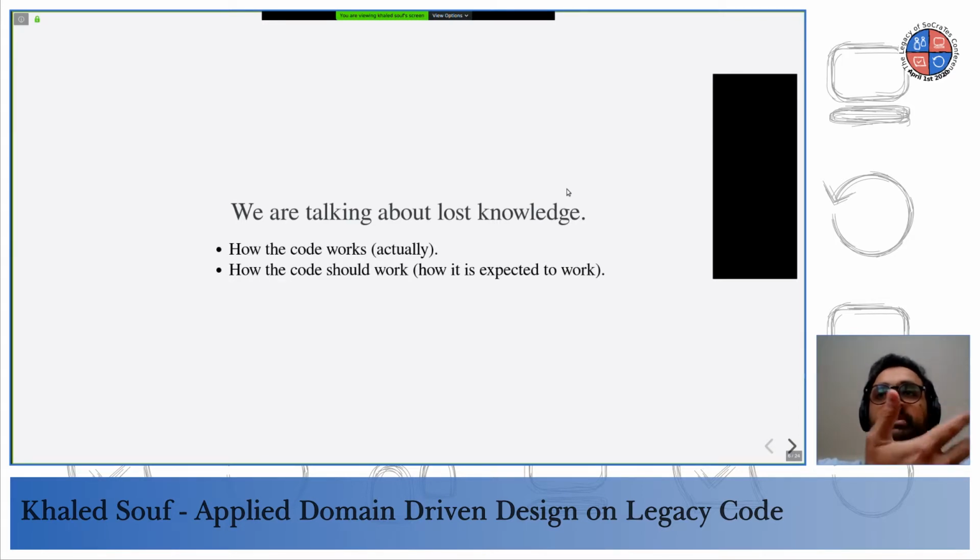At some point, there were some people who worked on that code, and maybe they moved on to another company, they moved on to something else. So this is how we get legacy code. We lose knowledge about how the code actually works and how the code should be working. So how do we get back that knowledge?